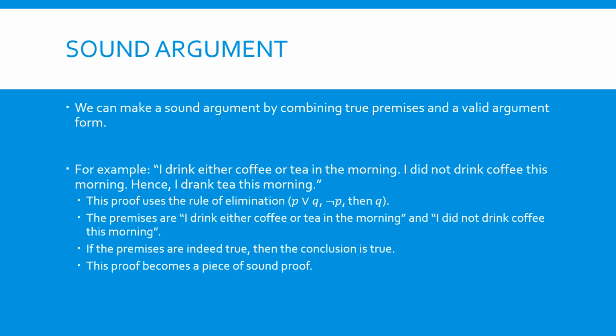The premises of this argument are: I drink either coffee or tea in the morning, and I did not drink coffee this morning. You can see that if both premises are true, then we know the conclusion, I drank tea this morning, will also be true. This argument is a sound argument.